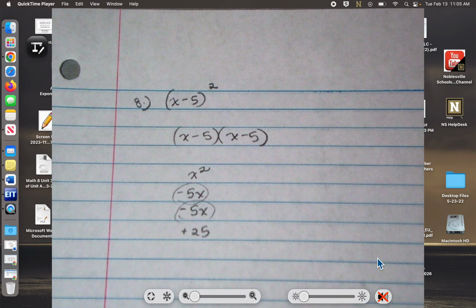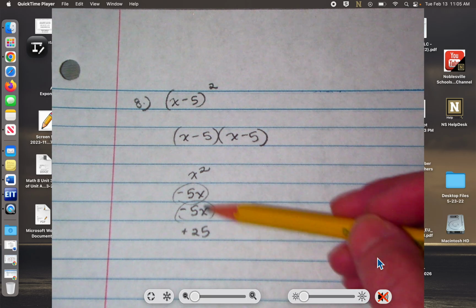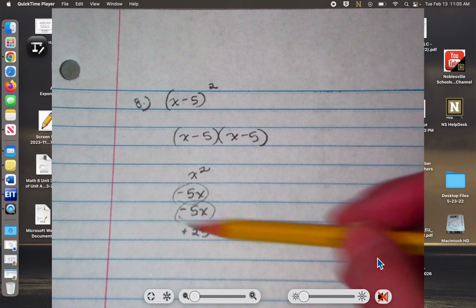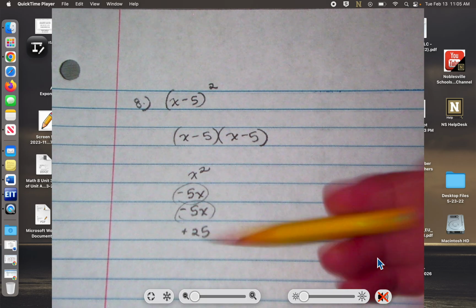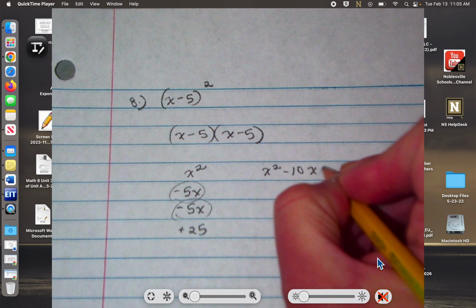So what will my final polynomial answer be? X squared minus 5x minus 5x plus 25. So we are combining these. We're not multiplying them. So how many negative x's do I have? I have negative 10. So my answer would be x squared minus 10x plus 25.